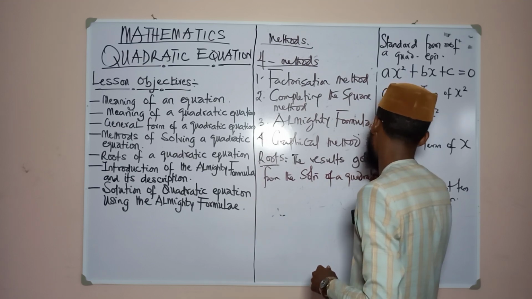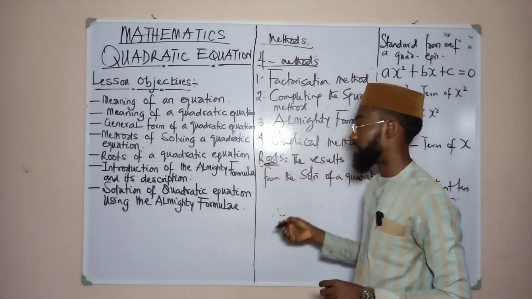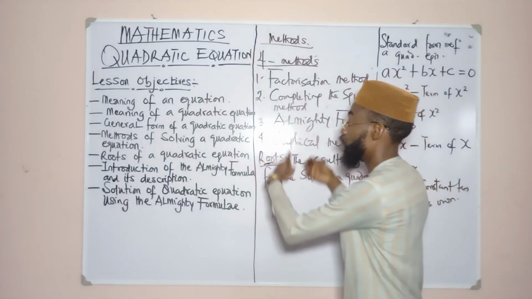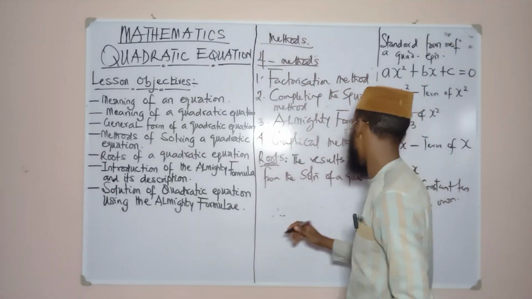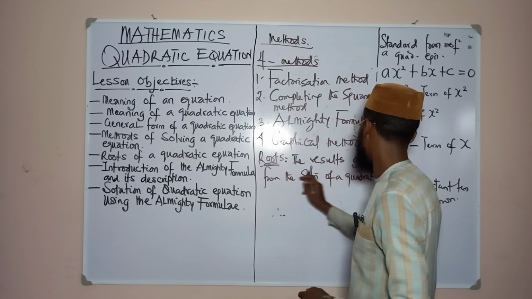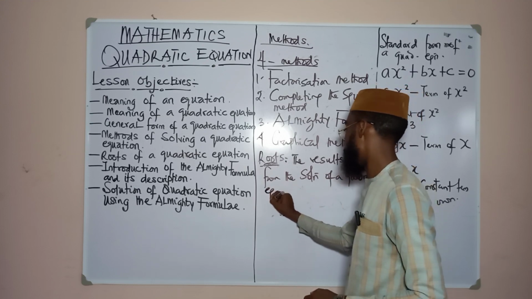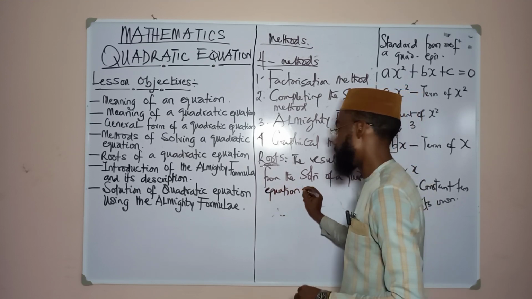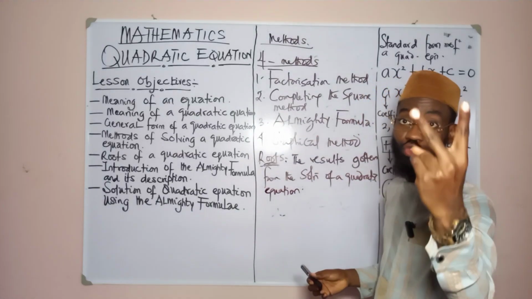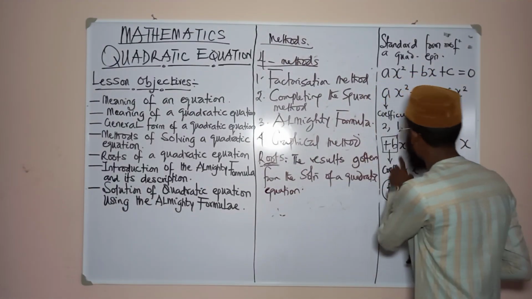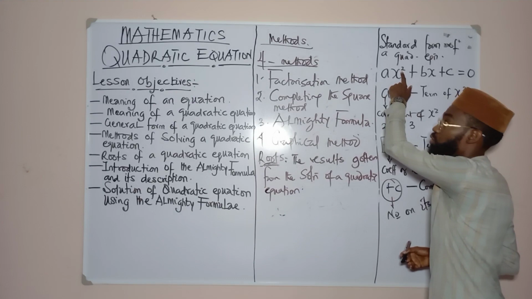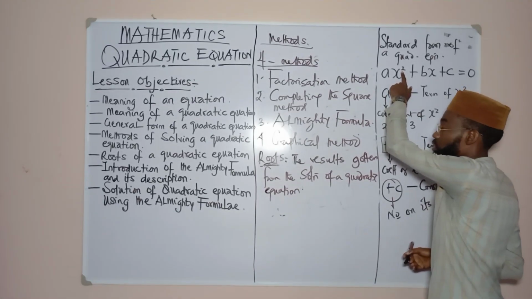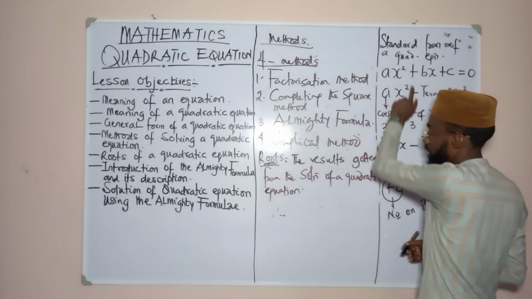So you're going to be hearing me use this terminology often. Find the roots of a quadratic equation. It means solve that quadratic equation and get us your answers, the results gotten from the solution of a quadratic equation. And then take note, the solution of a quadratic equation will always give you 2 answers because the power of this x is 2. So always take note of that. Whenever you solve a quadratic equation, you're going to obtain 2 answers.